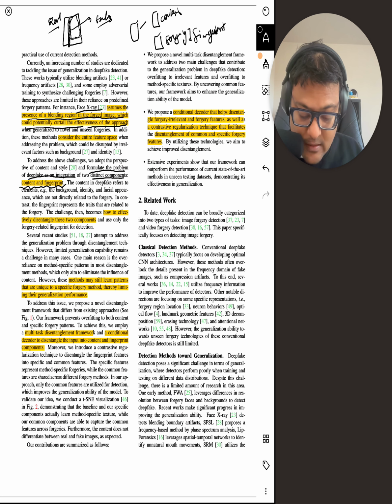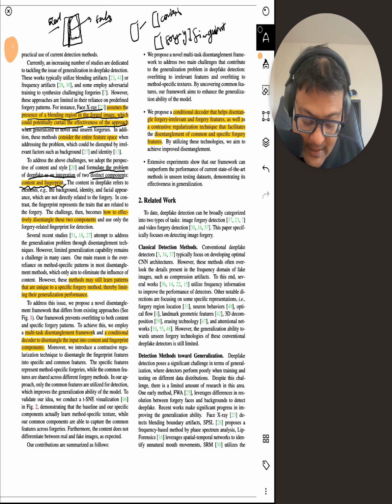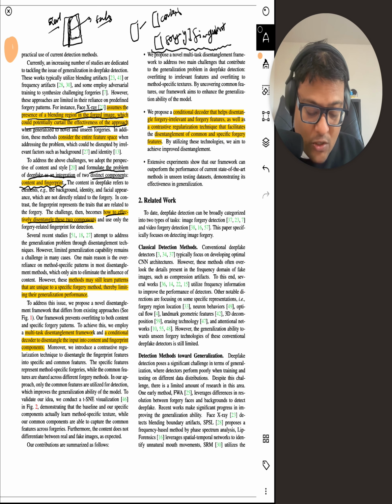And that is one of the key questions which we are concerned with right now. So how to disentangle content and forgery features together. And similarly, so that's the whole point. One of the key contributions of the authors in this paper is that when they are disentangling this forgery feature, they are actually disentangling two types of features from this.